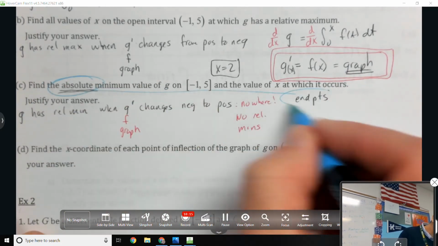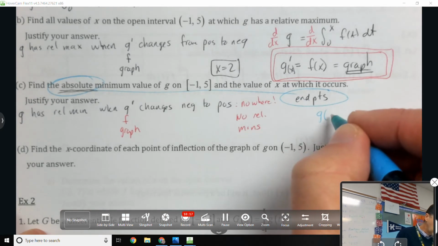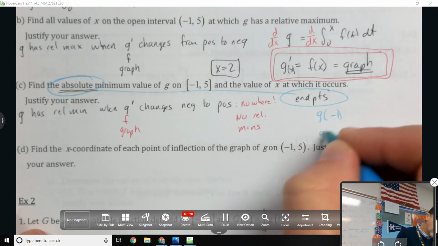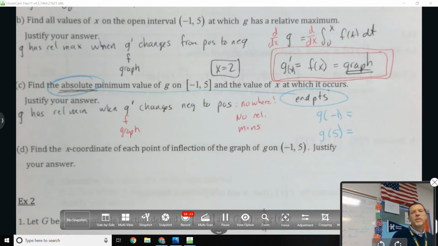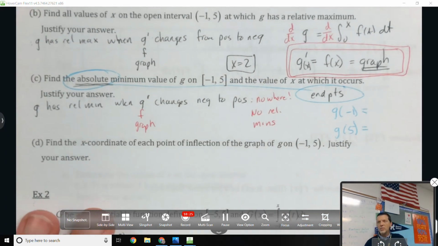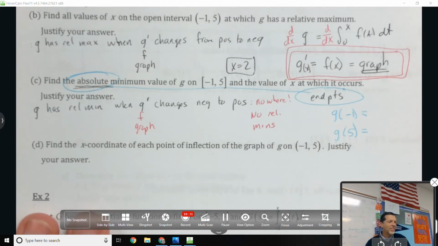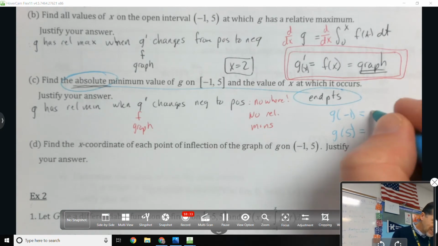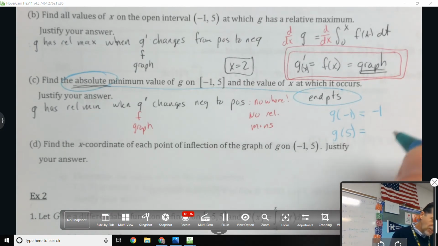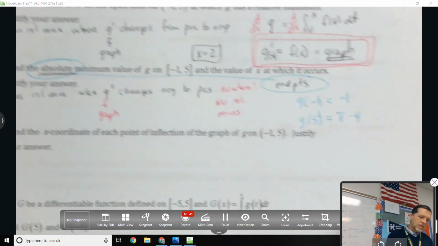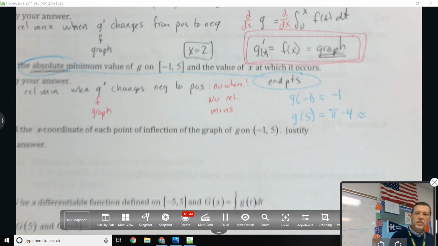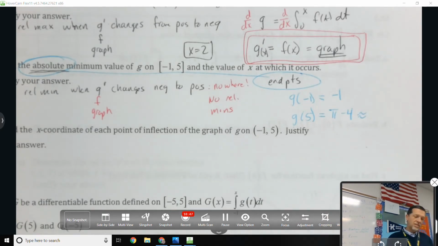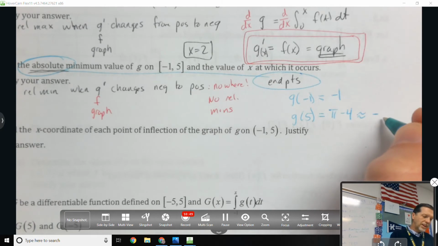Absolute means check the endpoints. So we need g of -1 and g of 5. And this is pretty common in AP setup questions like this. Oh my gosh. Why, oh my gosh? We already found those. G of -1 was -1. G of 5 was pi minus 4. Uh-oh. Pi minus 4 is negative 0.9-ish, right? 3.1 minus 4.